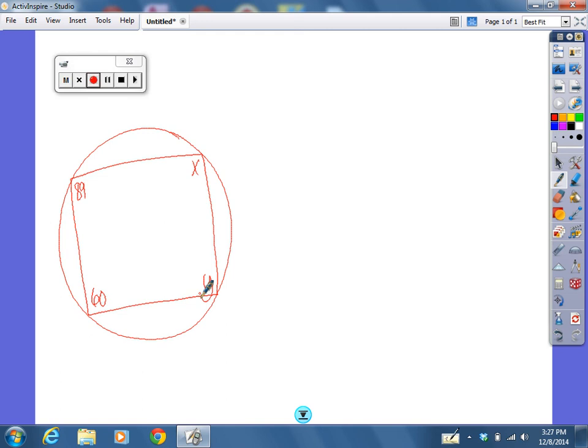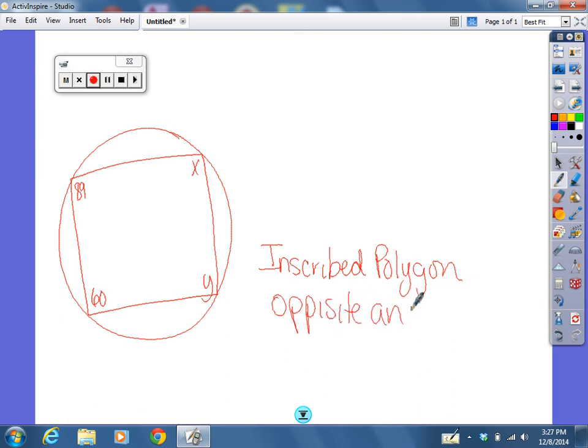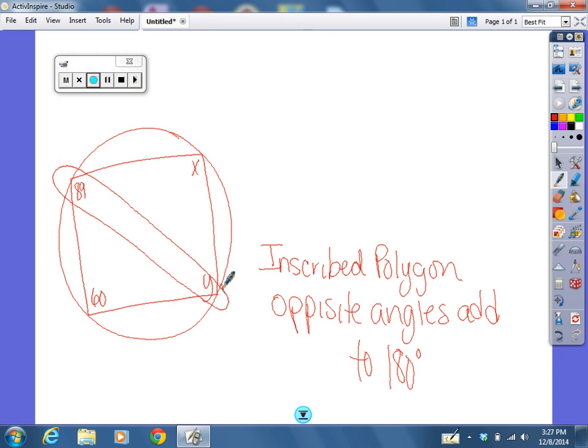What you need to remember is that in an inscribed polygon, opposite angles add to 180 degrees. Okay? Opposite angles add to 180 degrees. So if this is 89, I can take 89 from 180 and get my y. So 180 minus 89 is going to give you 91. So your y is equal to 91.